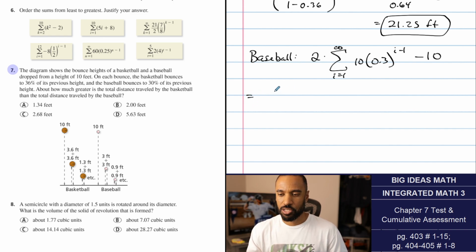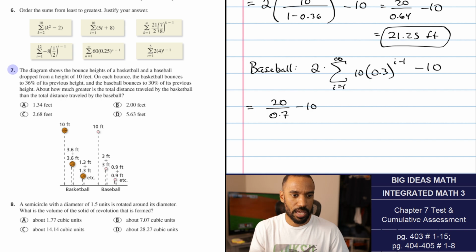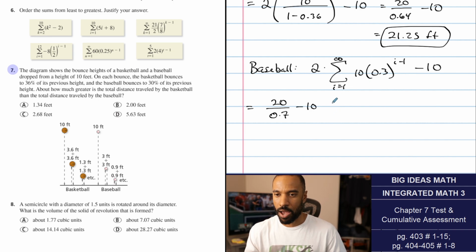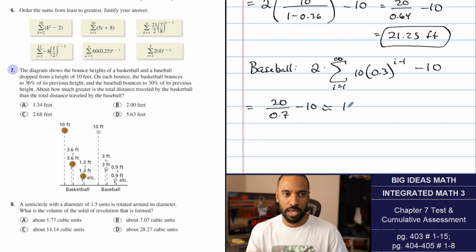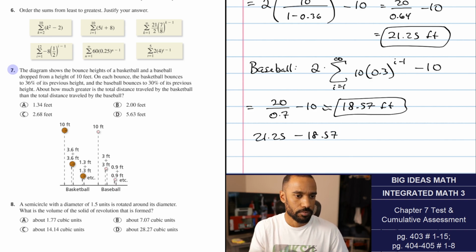So same exact stuff. Basically, it's going to be 20 over 0.7 minus 10 instead of 20 over 0.64 minus 10, which actually will be a smaller value. So 20 over 0.7 minus 10 is around, this one's rounded, this has some long decimal work, 18.57 feet. So 21.25 minus 18.57 is around 2.678. I'll say around 2.68 feet.